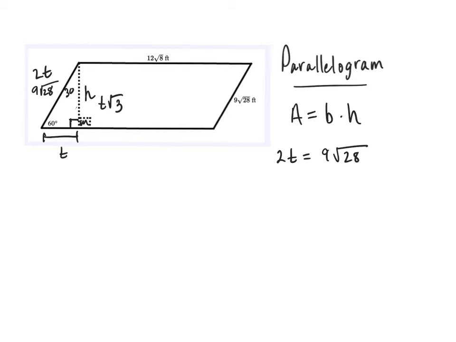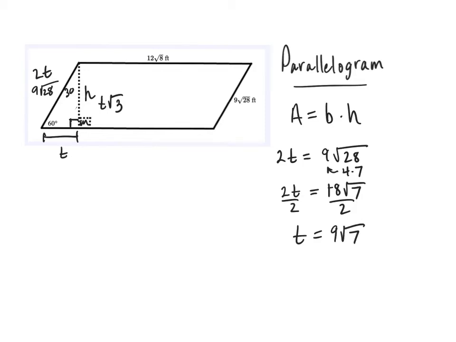Now, 9 root 28 can be simplified, so let's do that. It's 4 times 7, and I know the square root of 4 is 2, so I'm going to take that 2 out front and multiply. So what I have is 2t equals 18 root 7. Now I can divide both sides by 2, and I see that t is 9 root 7.